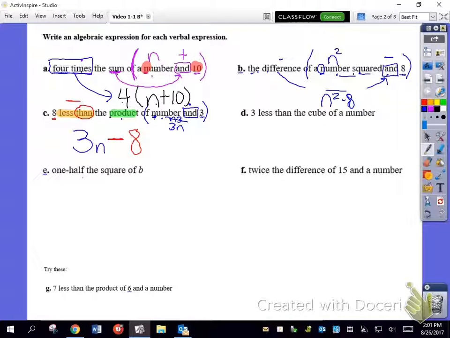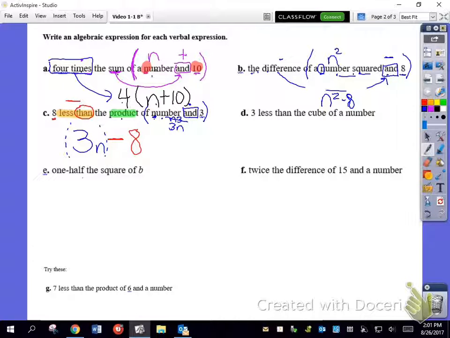So you have 3 times n minus 8. Now, some of you may want to put the parentheses right there around the 3n. That is okay, but it's not necessary. So if you want to put the parentheses around the 3n, that is fine, but you don't need parentheses around the 3n. It's understood, all right?